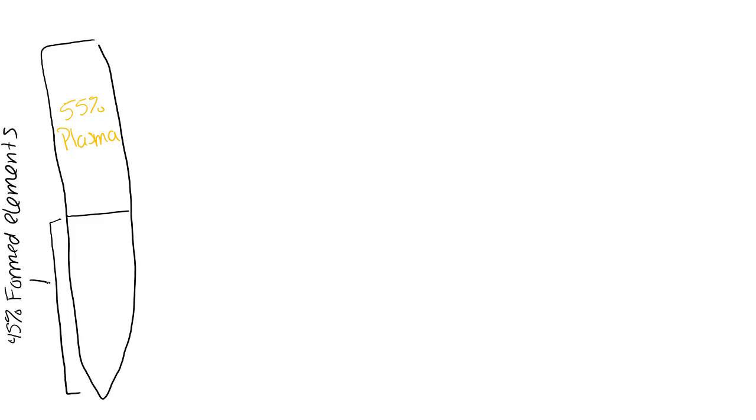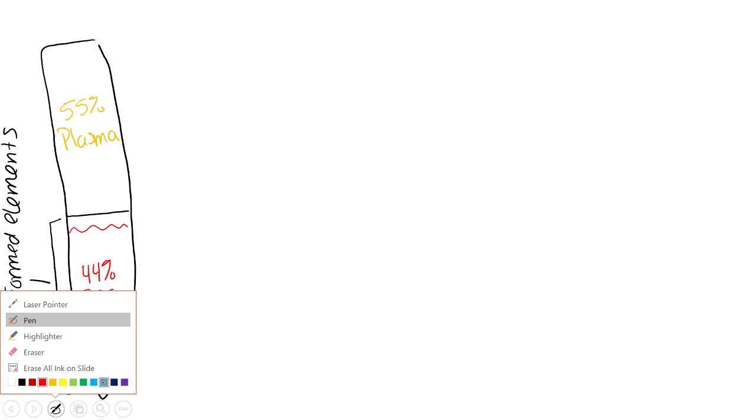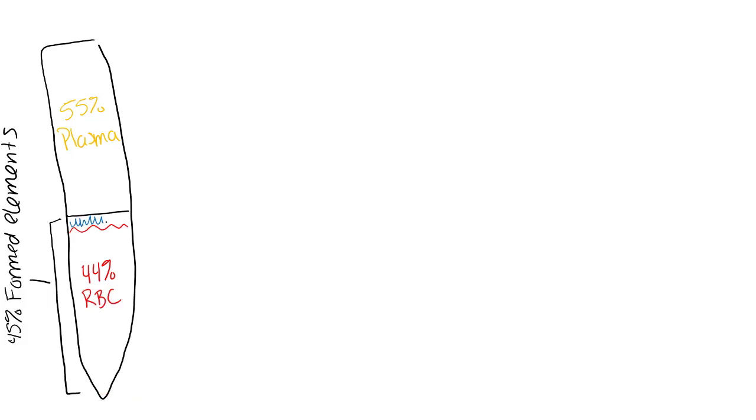Now, within this 45%, 44% of our formed elements are erythrocytes, or red blood cells for short, and then the remaining 1% belong to our leukocytes and our platelets, which create our buffy layer or buffy coat. So we're actually going to start first with red blood cells.